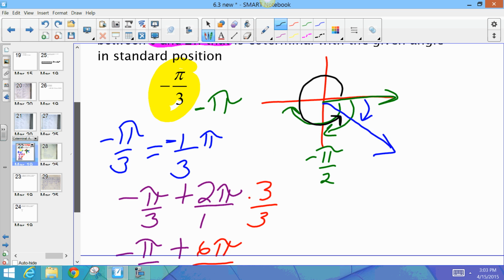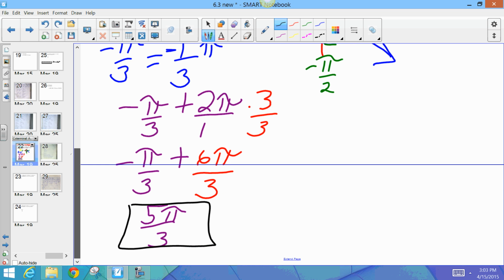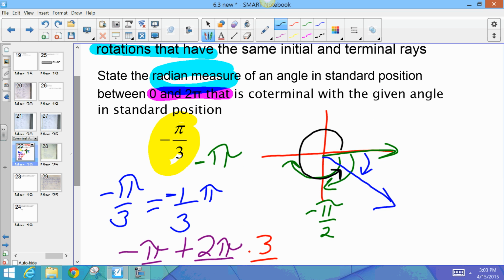That one is coterminal with negative pi over 3. It's this black angle that's shown. That's the measure. This is 5 pi over 3.